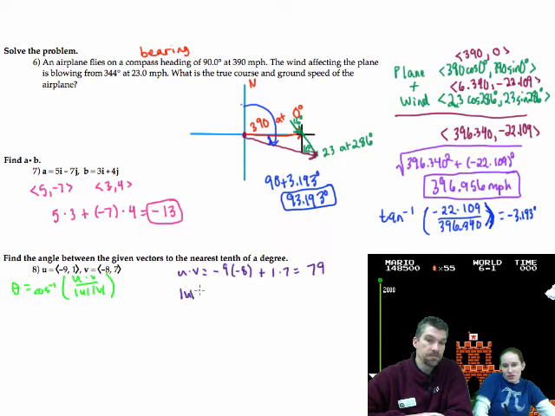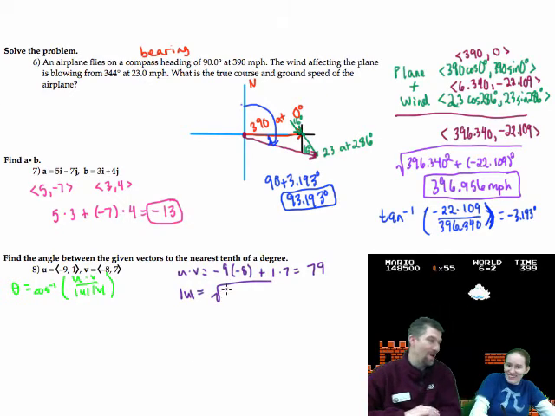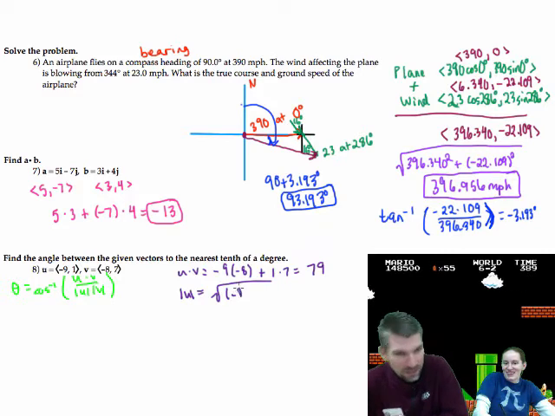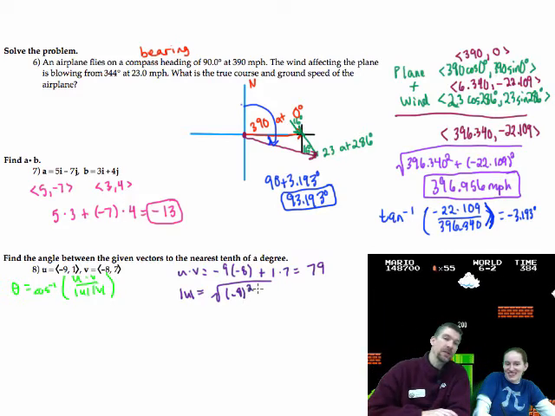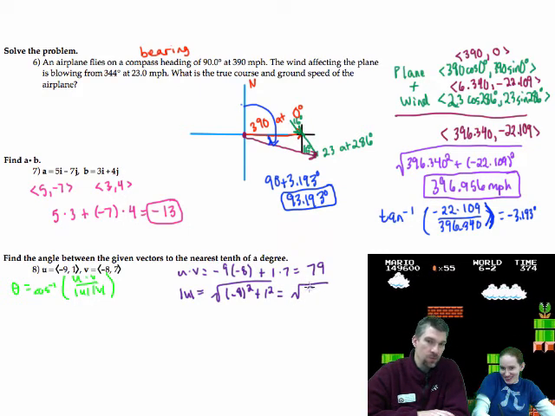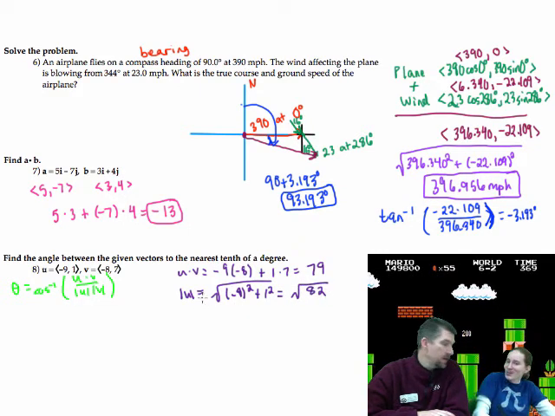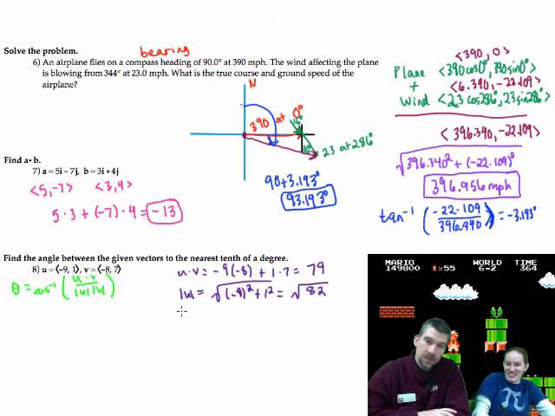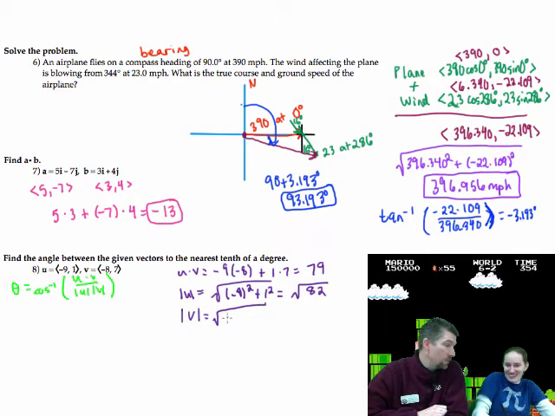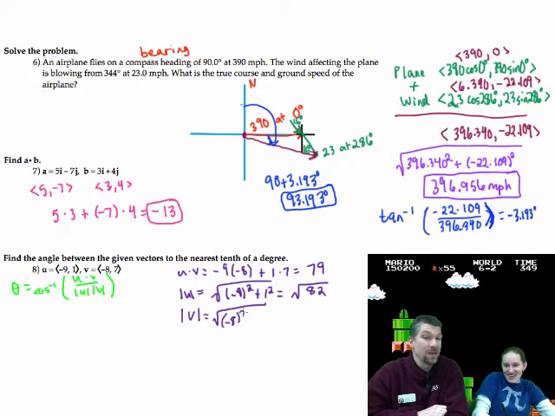The magnitude of u, do the Pythagorean Theorem on u. Negative 9 squared plus 1 squared. And then the magnitude of v is going to be negative 8 squared plus 7 squared, which is 64 plus 49, square root of 113.